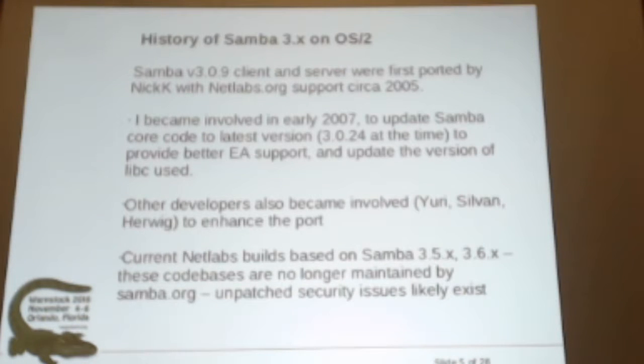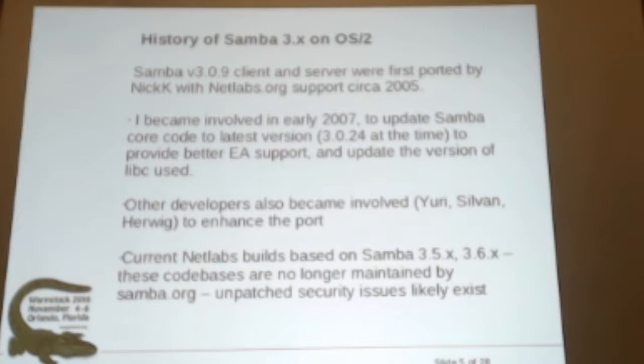That was mainly to provide better extended attribute support, but also I think the original builds were with libc version 0.5, so I updated to libc version 6 to provide some better performance and a better quality libc runtime, to try to improve stability. At that point in time, other developers became involved in Samba. People like Yuri, who I see is in the room, Silvan Scherrer and Herwig Bauernfeind also became involved to help work on that port. And to be honest, to a large extent, I lost interest, not lost interest, that's not the right words.